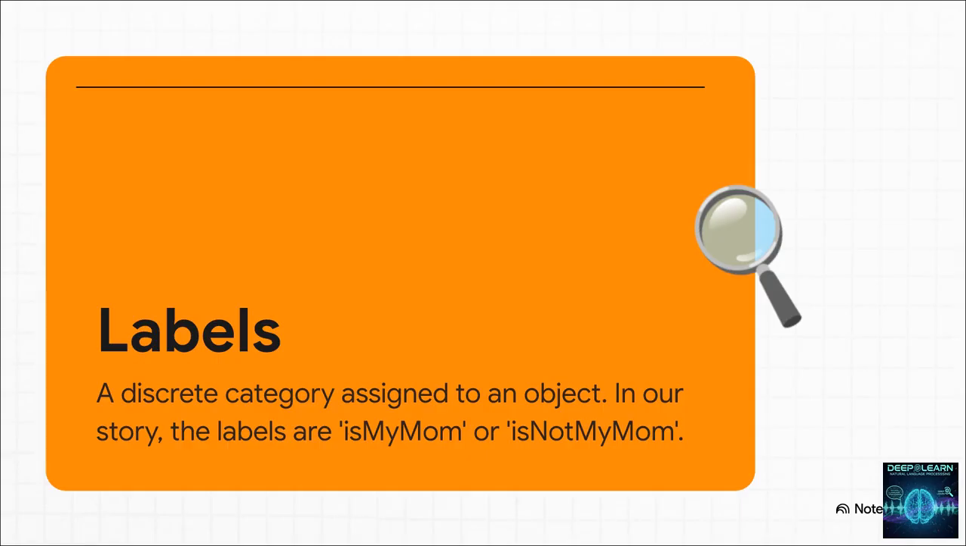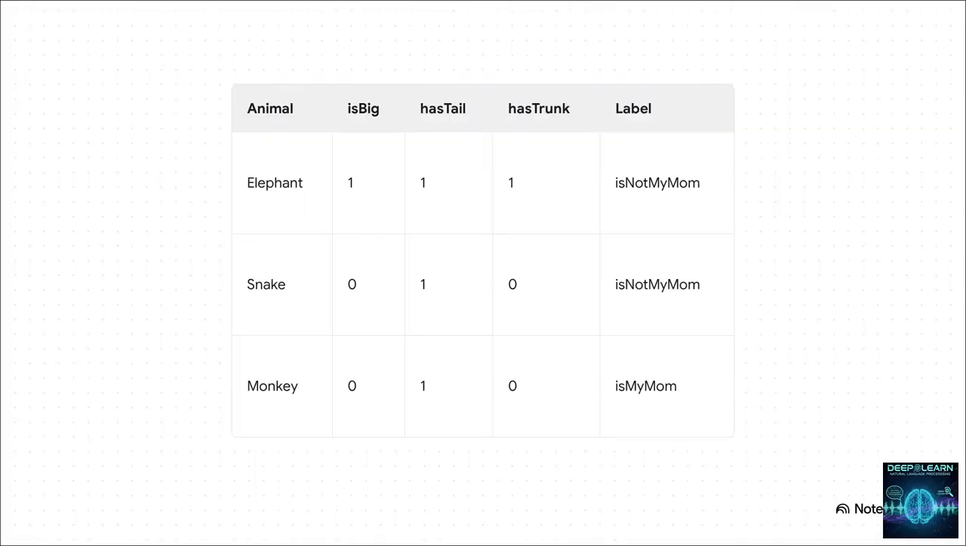In our story, it's really simple, right? There are only two labels. Is my mom, or, you guessed it, is not my mom. So what do we do with all these features and labels? Well, we organize them into what's called training data. See, we can take all that stuff from the story and just pop it into a simple table. We turn words into numbers, like a 1 for yes and a 0 for no. And just like that, we've got a nice structured format that a computer can actually read and start learning from.